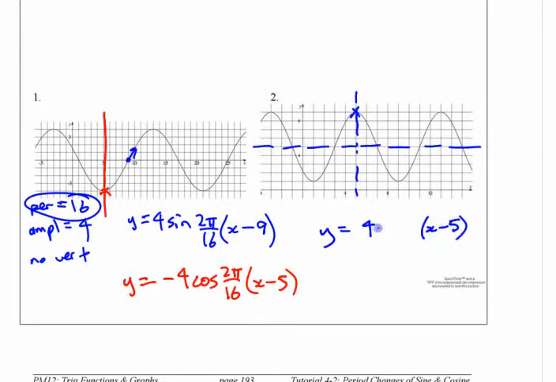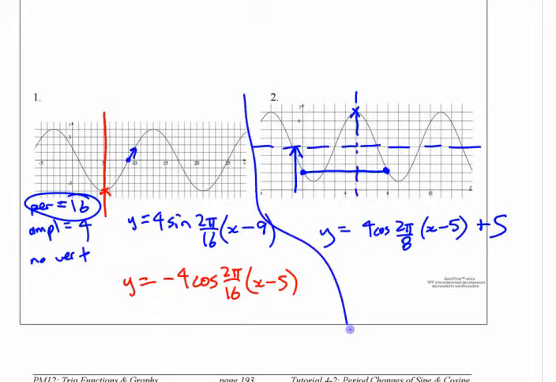The period is, what does a period look like it is here? From there all the way to there is 8. So this is 2 pi over 8. Or of course you could reduce that down to pi over 4 if you wanted to make it simpler. And it's actually gone up 5. So this is plus 5 on the end here. Other equations you could write as well, but that's one of them. Any questions about that?